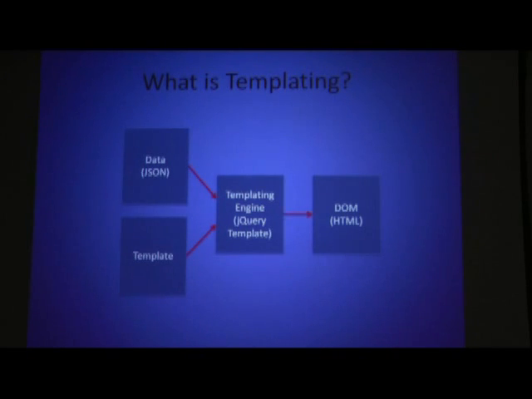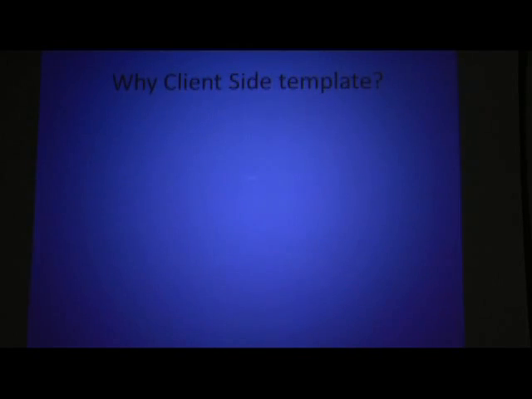So essentially, what a templating engine does is, as a developer, you define the template, which is in the form of HTML expressions, okay? And then you get the data. Optionally, you can get the data from a server, and the templating engine takes these two, merges them, and then generates the HTML content for you, which you can inject into your DOM.